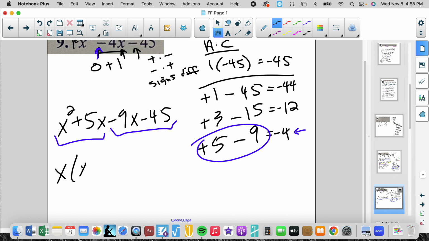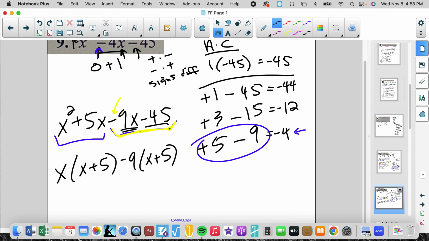and that leaves me with x plus 5. My first term is negative in this second grouping, so I have to factor out a negative. I'm going to factor out a negative 9, and we get x plus 5. If you want to check that, negative 9 times x is negative 9x. Negative 9 times positive 5 is negative 45. So students tend to forget, and then they make the mistake there. So be careful of that.